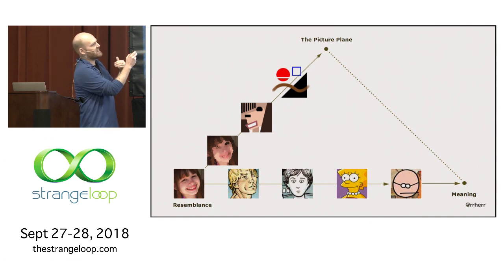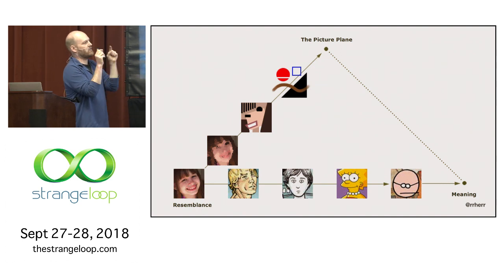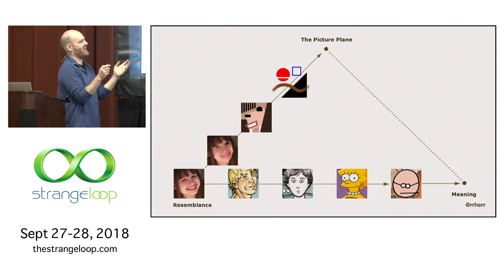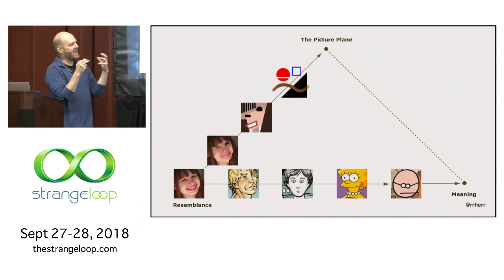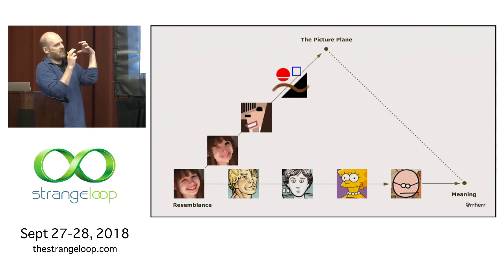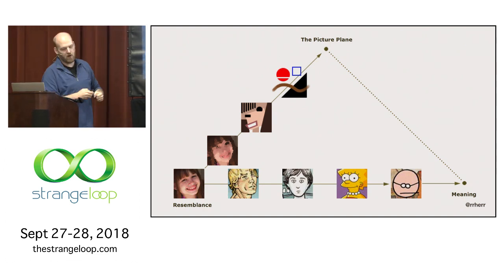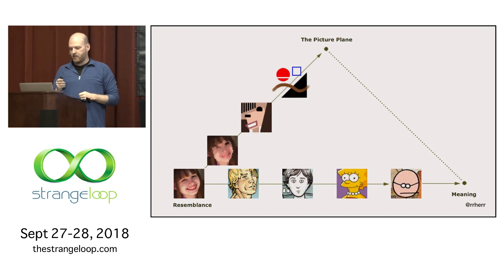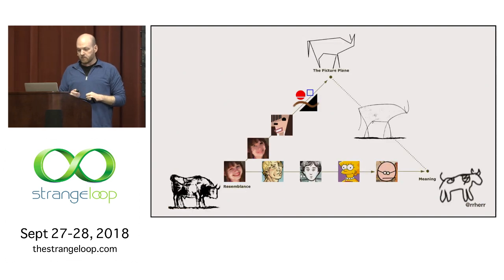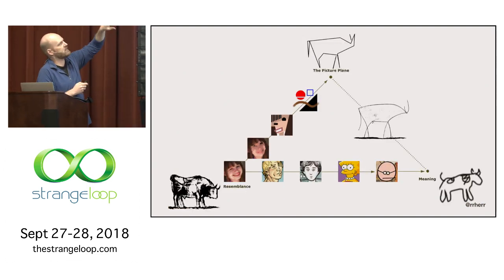Like you see, the face getting more cartoony, where a single circle and two dots in a line can represent a face. But that is iconic abstraction. It still is the meaning of the face. It's representing that.